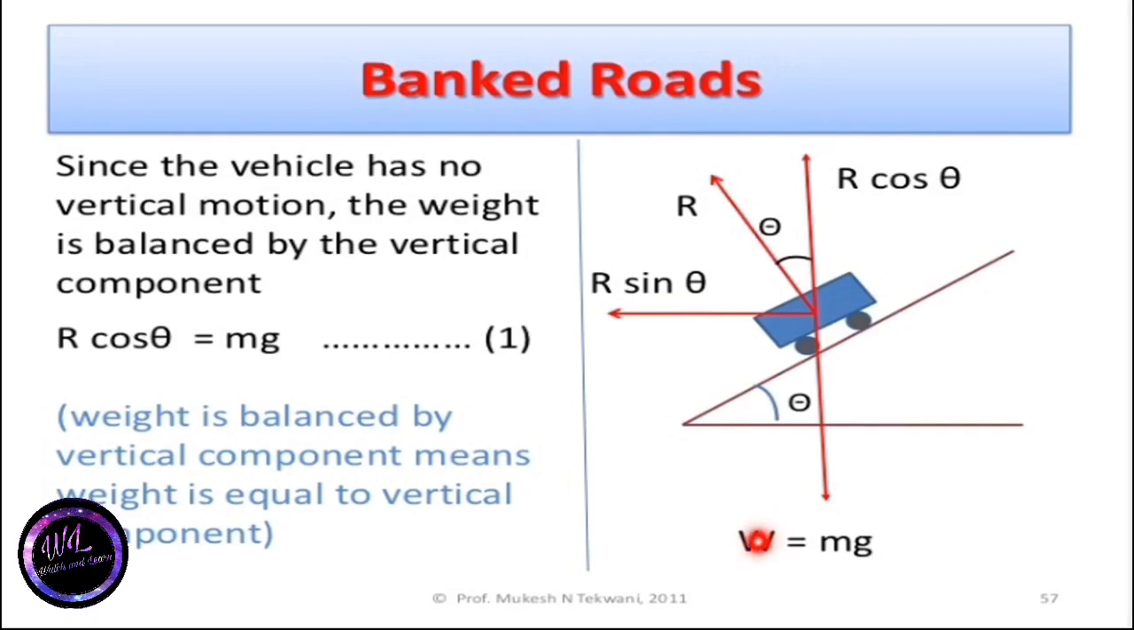The weight of the body or the vehicle, which is represented by W, is balanced with the vertical component of the reaction of the banked road. So, which thing is providing the necessary centripetal force to the vehicle to move in a circular path while taking a turn? This horizontal component, that is R sin theta, is providing the necessary centripetal force to the body.